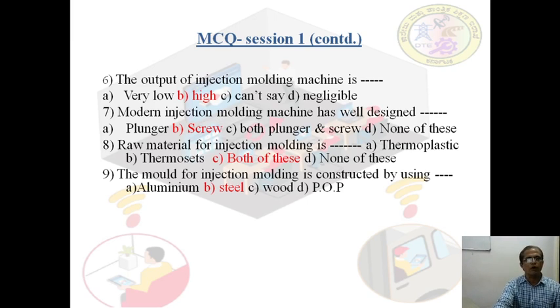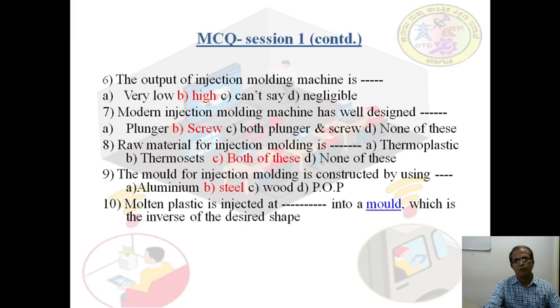Next question number 9. The mold for an injection molding machine is constructed using aluminium, steel, wood, POP. POP is nothing but plaster of Paris. Of course, the machine is very strongly built because greater injection pressure is required, and hence the mold should be very strong. Aluminium cannot be used, and wood and POP also cannot be used. The correct answer to question number 9 is steel.